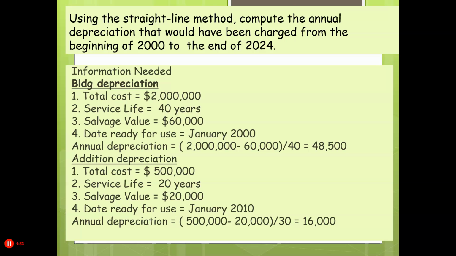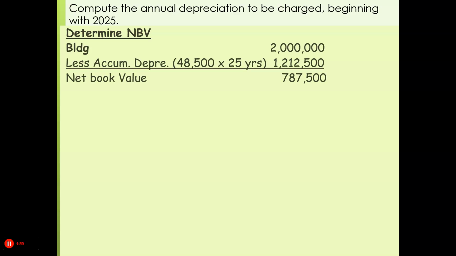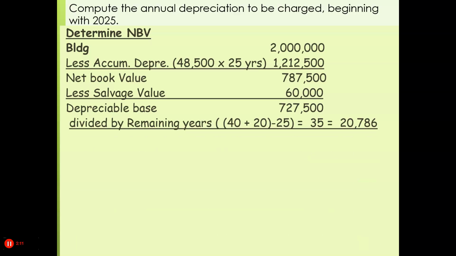Next thing we have to do is determine the net book value. So the building is $2 million. We had 25 years of depreciation. We take away the salvage value, so we know we have a depreciable base of $727,500. And we have 35 years left, so we had originally 40, we added 20, 25 have gone by. So that's our new depreciation rate.